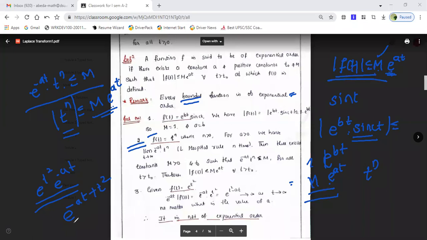If I take the limit as t tends to infinity, this will go to what? Infinity. It is not just minus infinity; minus at plus t square is there. So therefore, this will take the value infinity as t tends to infinity. Thus, the limit does not exist. If the limit does not exist, then the Laplace transform does not exist. Therefore it is not of exponential order.